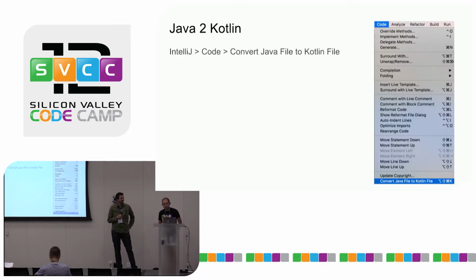Then some tools. If you're using IntelliJ, you may have already seen those, but if you go up to the menu, choose Code, there's an option to convert the selected Java files to Kotlin files. And if you just copy Java and paste it into a .kt file, IntelliJ will just ask you if you'd like to convert it. Which is super nice.